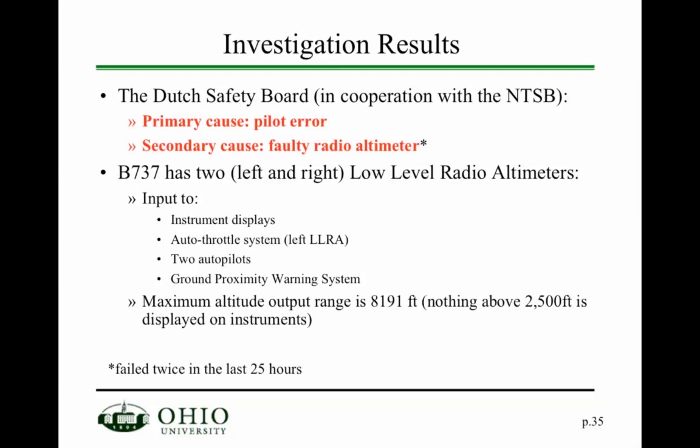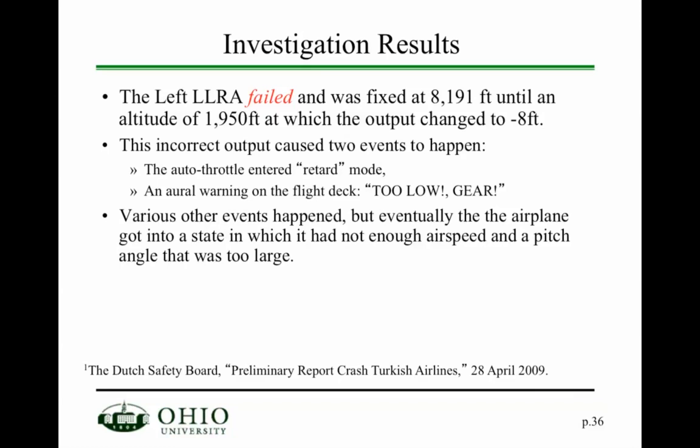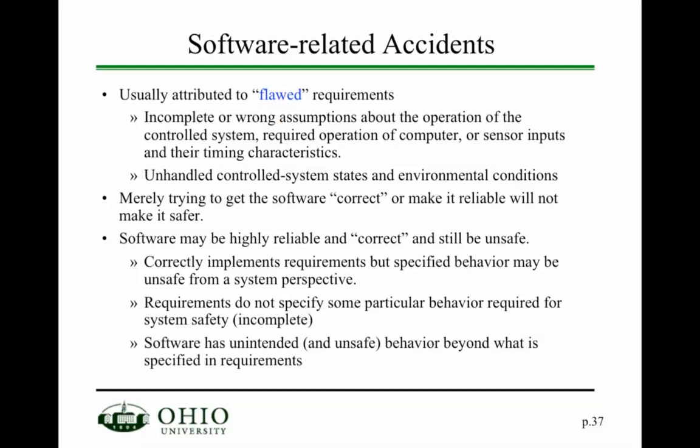It's a very complex system. It's never just one thing that goes wrong. In this particular case, of course, the radio altimeter is connected to a variety of other systems, like the instrument displays, the auto throttle, the autopilots. So the pilot was provided with a whole set of erroneous information. This caused the accident, more or less.